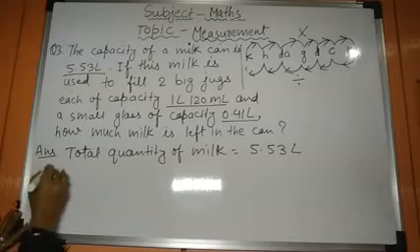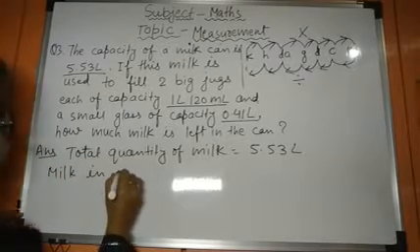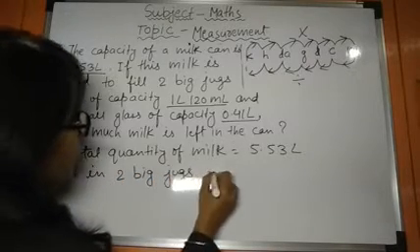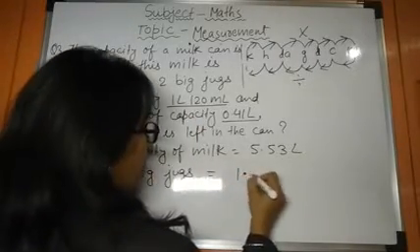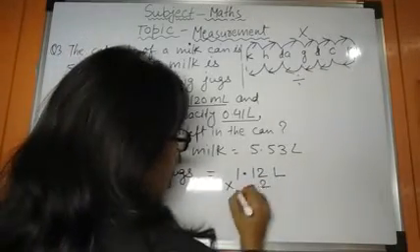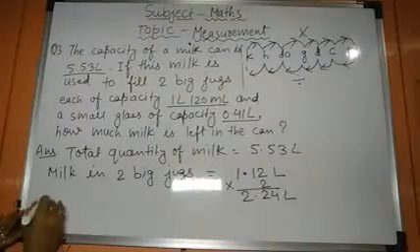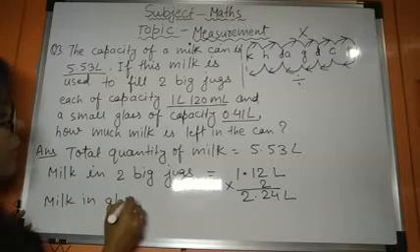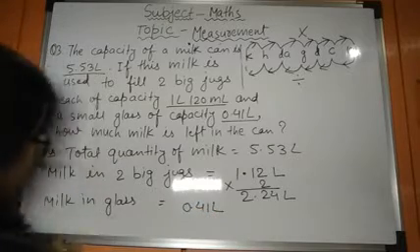Fine. Now milk in 2 big jugs. How much milk in 2 big jugs? 1 liter 120 milliliter, that can be written as 1.12 liter. Multiply by 2. So this is 2.24 liter. Fine. Milk in glass is 0.41 liter.